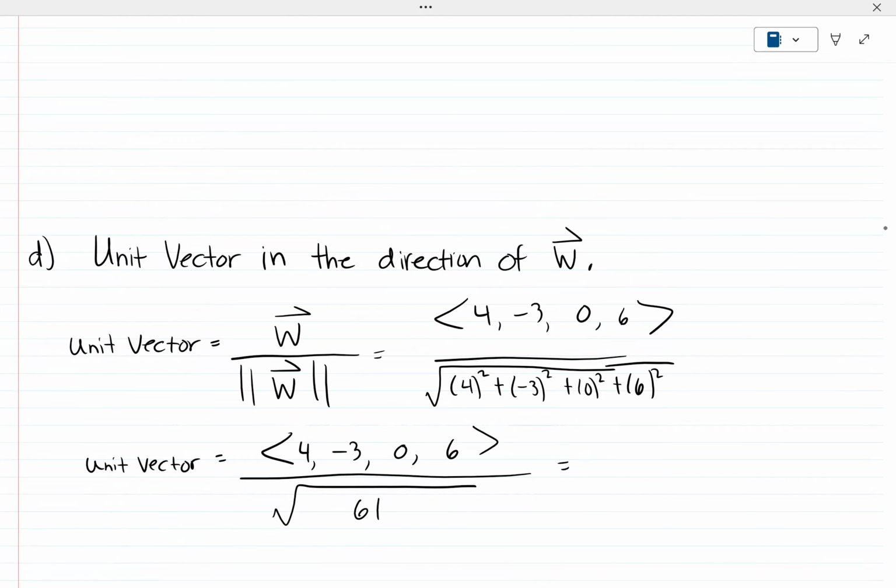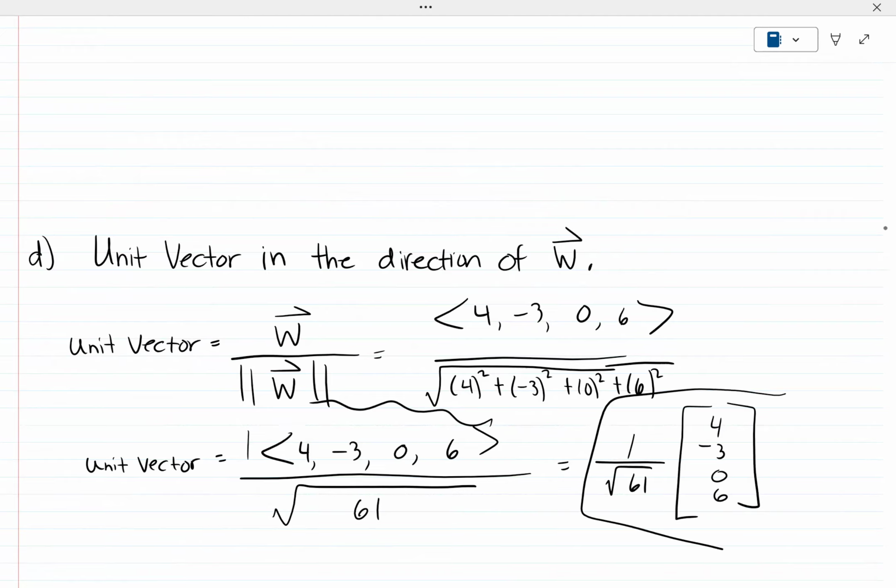So you can also rewrite this, as this is an invisible one, you can factor out this 1 over square root of 61. And I don't think the square root of 61 can be broken down. And then you're still left with this vector. It's going to be 4, -3, 0, and 6. So I guess this could be your final answer. Okay.